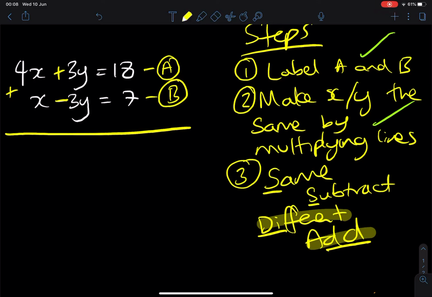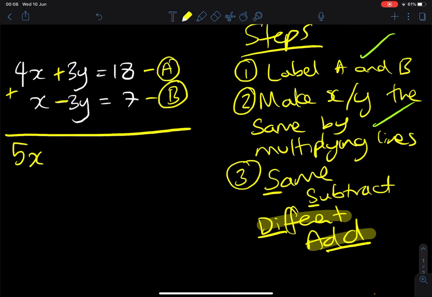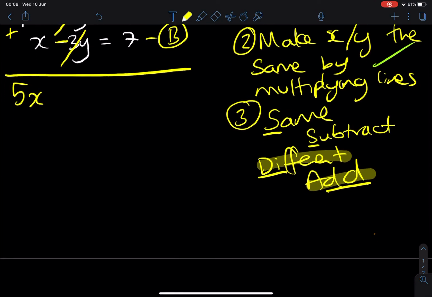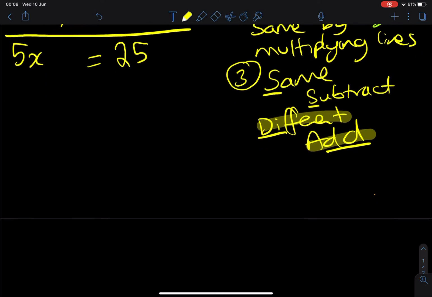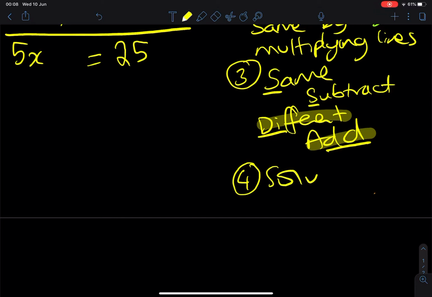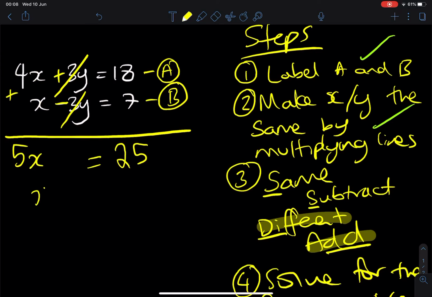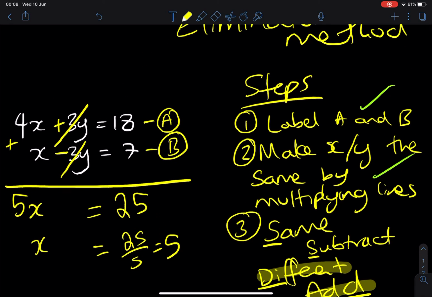And what happens is 4x plus x is 5x. And 3y plus minus 3y is actually 0. So it cancels each other out. So 3y plus and a minus becomes a minus. 3y minus 3y is 0. And it equals to 18 plus 7, which is 25. And now what I do is I solve for the first variable. So x is equal to, if 5x is equal to 25, x is equal to 25 divided by 5, which is 5. So my x value for both equations is 5.